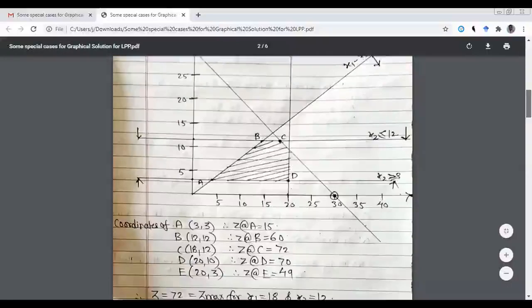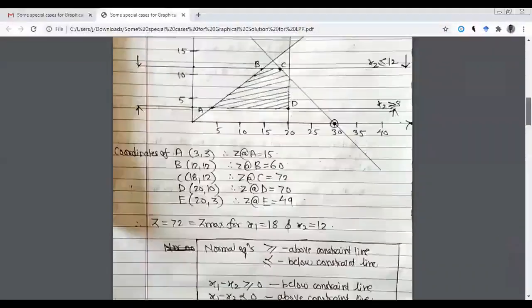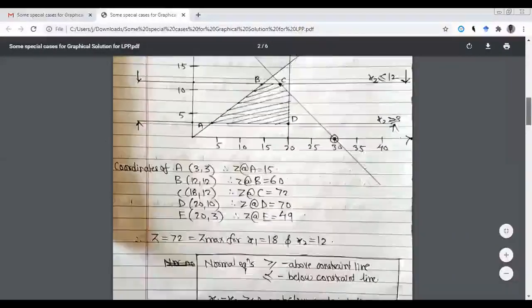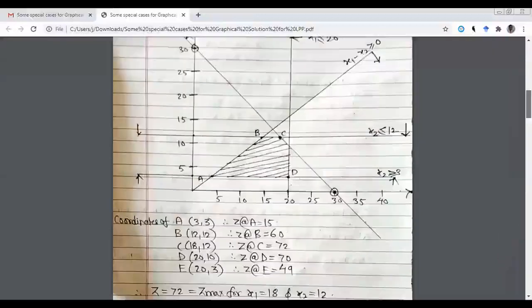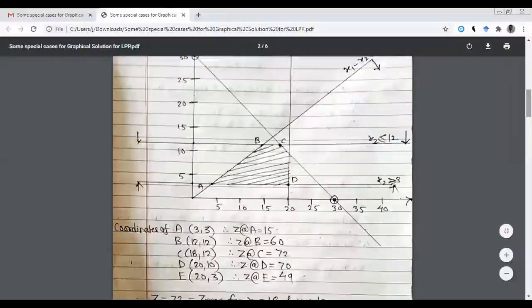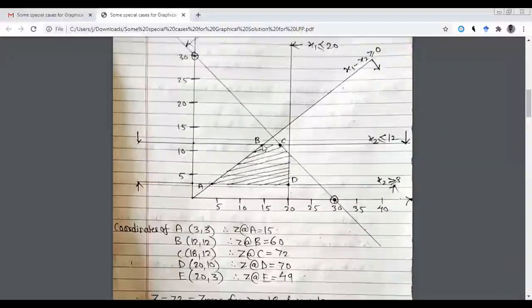So if I have to find out the coordinates, I can find out the coordinates. For A, it is pretty straightforward. For B, you'll have to take into consideration the lines which are getting intersected. So here, x2 is less than or equal to 12, and x1 minus x2 is greater than or equal to 0. Lines get intersected at point B, and with the help of these two equations, we can find out the coordinate of point B.